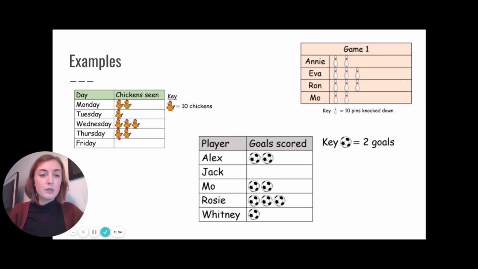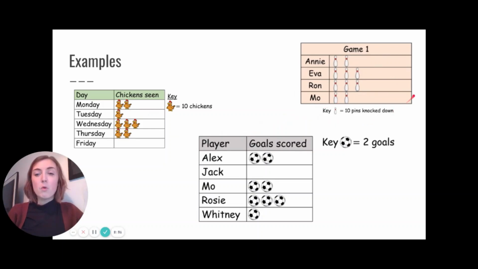Here are some examples. So over here, this person was counting the number of chickens they had seen on their farm, and they saw so many chickens, they had loads of tallies. So they said, okay, I'm going to draw one chicken for every 10 chickens I see. So they turned 10 tallies into one chicken. So for example, on Thursday, they didn't see 1, 2 chickens, they saw 10, 20 chickens.